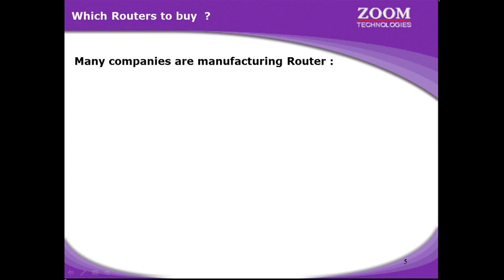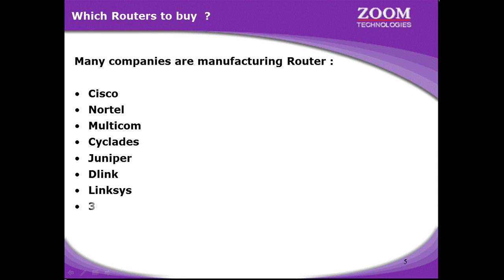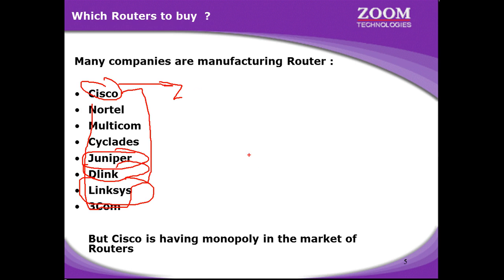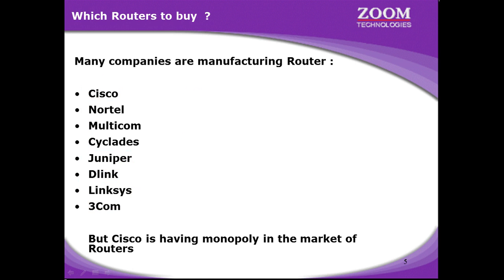Which routers to buy? There are so many companies. The number one, the best monopoly in the market, is Cisco, then Nortel, Multicom, Cyclades, Juniper, D-Link, Linksys, Precom. If you know how to configure a Cisco switch, I think it will be easy for you to configure all routers and switches, so we are learning here to configure Cisco routers and switches. But after Cisco, Juniper is the best as per me, and D-Link is also good, and Linksys and others are also good.